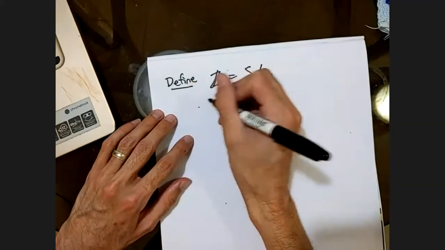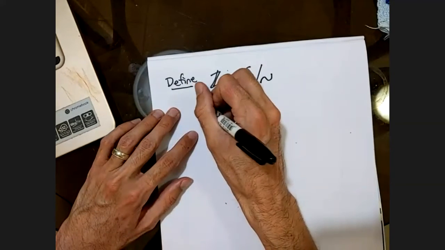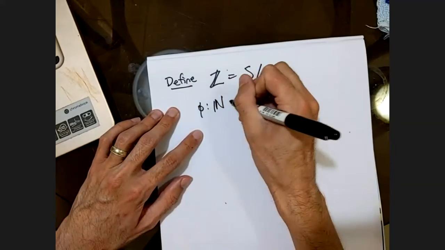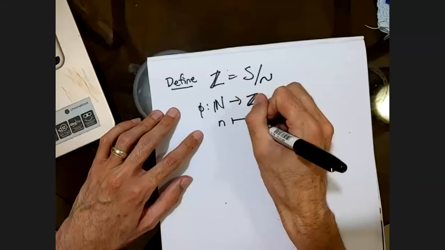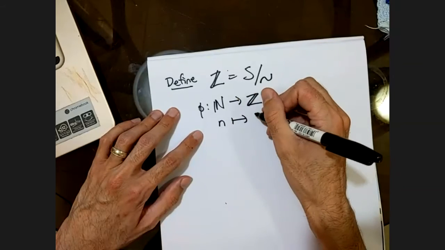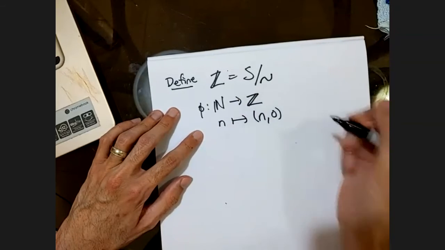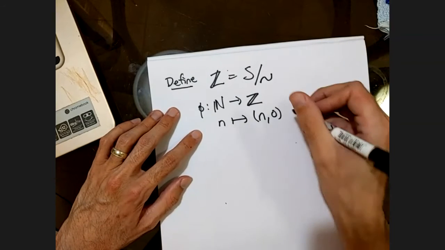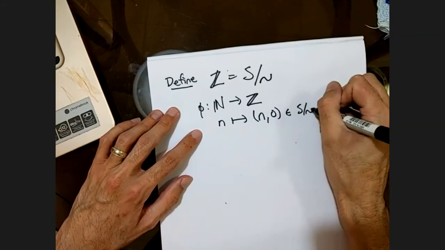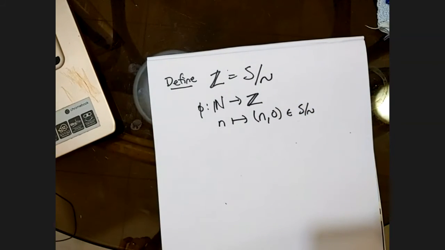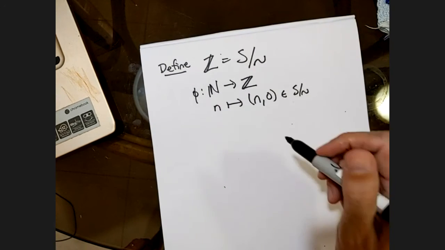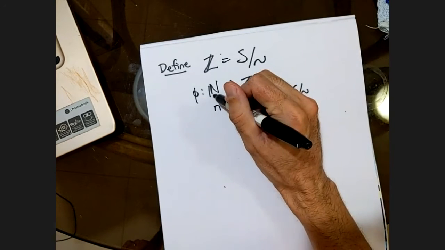And then you need a way to think of a natural number as an integer. So you define phi from the natural numbers to Z. And you take a natural number n and map it to the difference of n and 0, or the equivalence class of n and 0. Okay. And in that way, you identify a natural number with an integer.